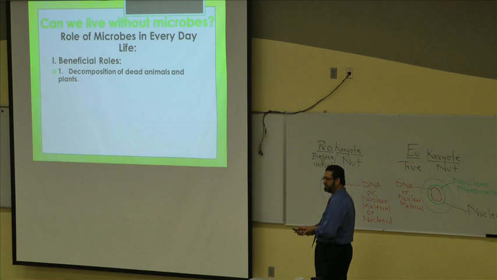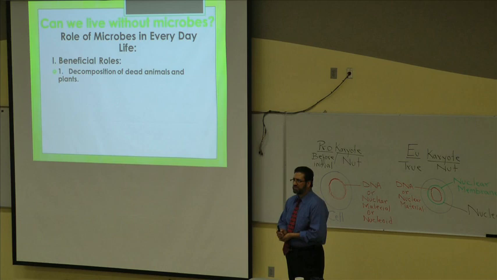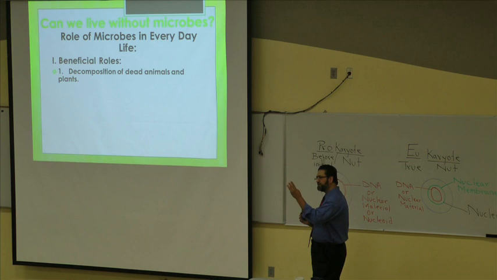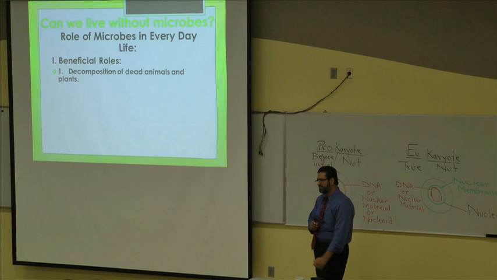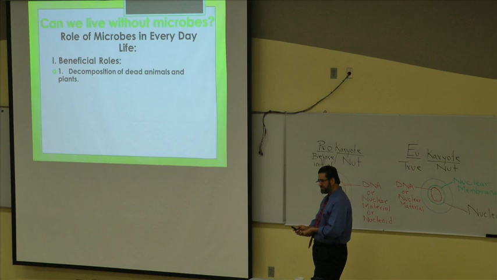Number one, the most important is decomposition. Conversion of organic compounds. Anybody know the definition of organic compounds? Nathaniel, you want to try? Okay. An organic compound is a compound that has carbon in it. What else? You have to have three elements together to make an organic compound: carbon, oxygen, and hydrogen. CHO. They are mostly associated with life, like living things.